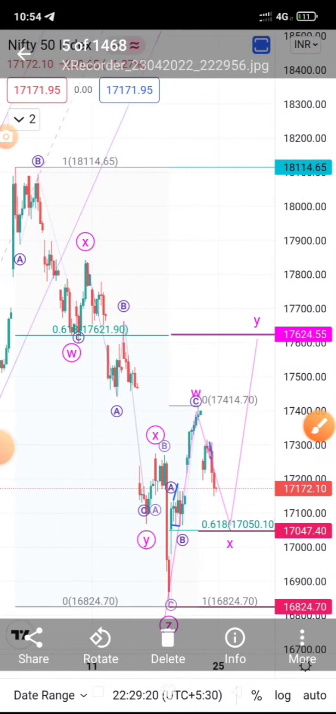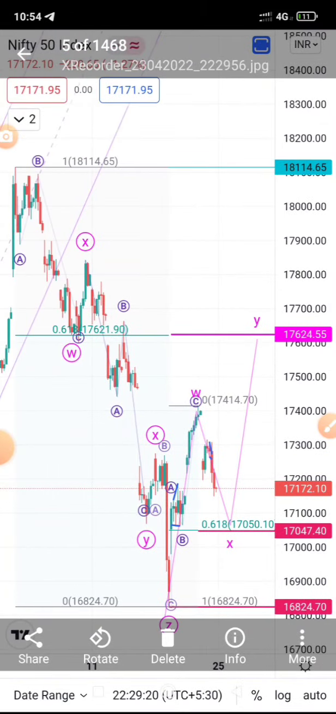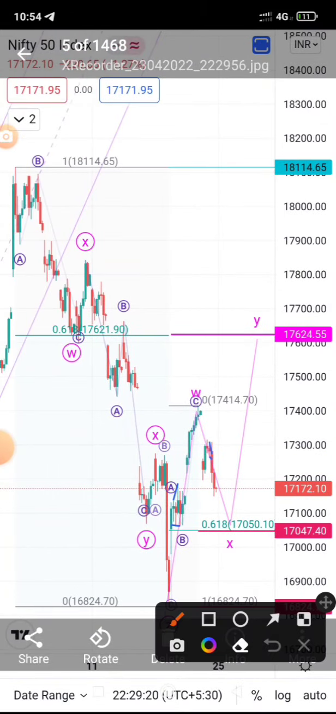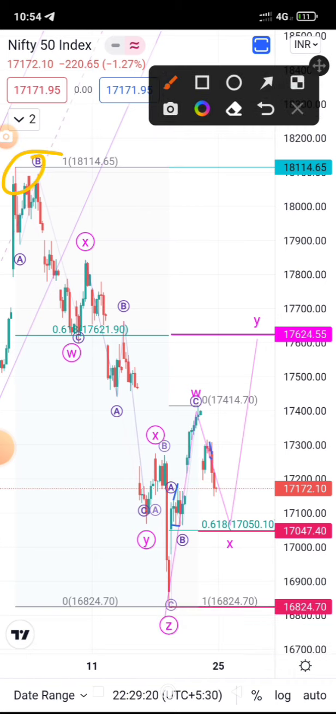So align to that view. Next chart. Okay, so fast forward to today. This is how it is looking, right? Nifty has gone up. So now when you plot Fibonacci on these numbers, the 18,114 high and 16,824 low, you get 0.6 Fibonacci as 17,624.